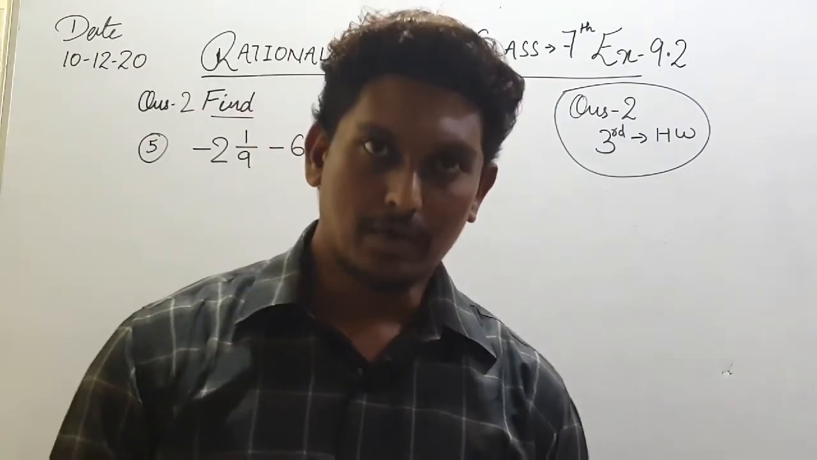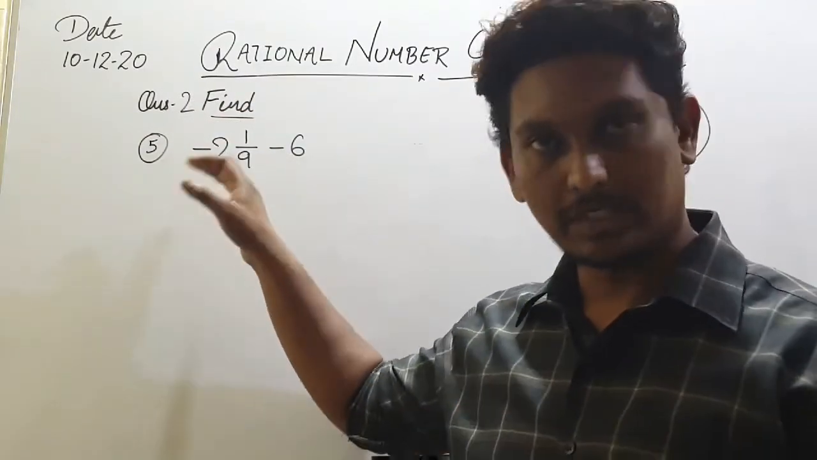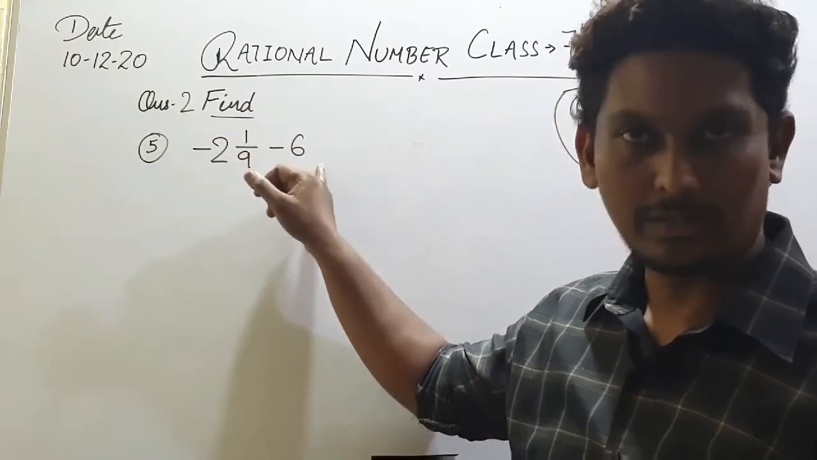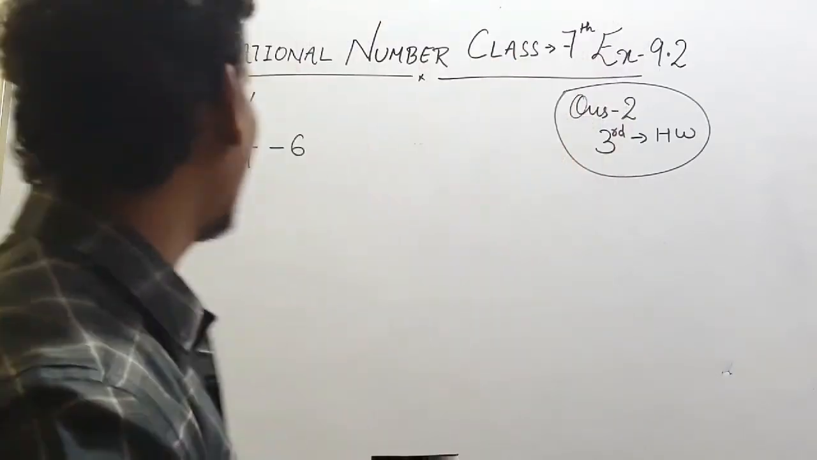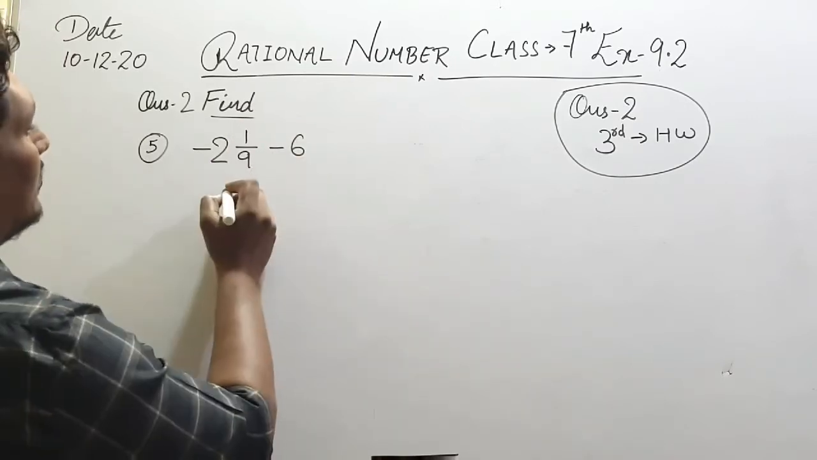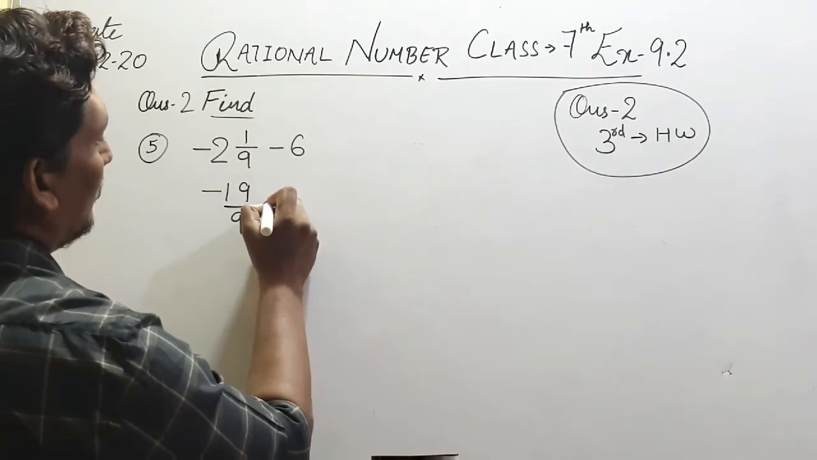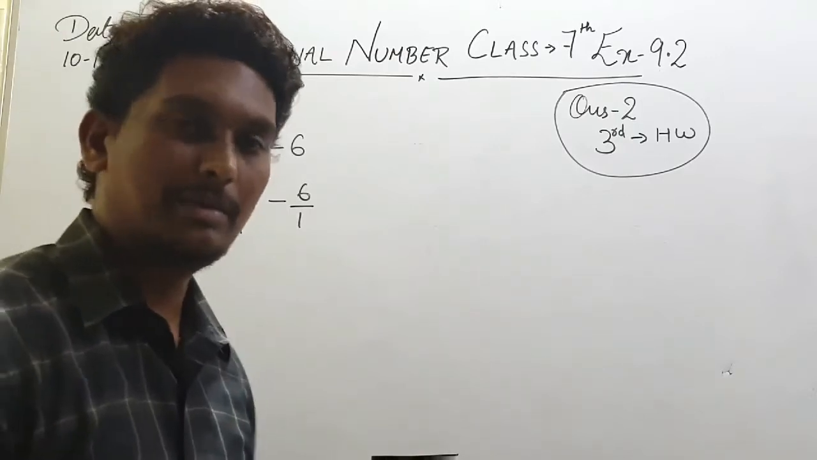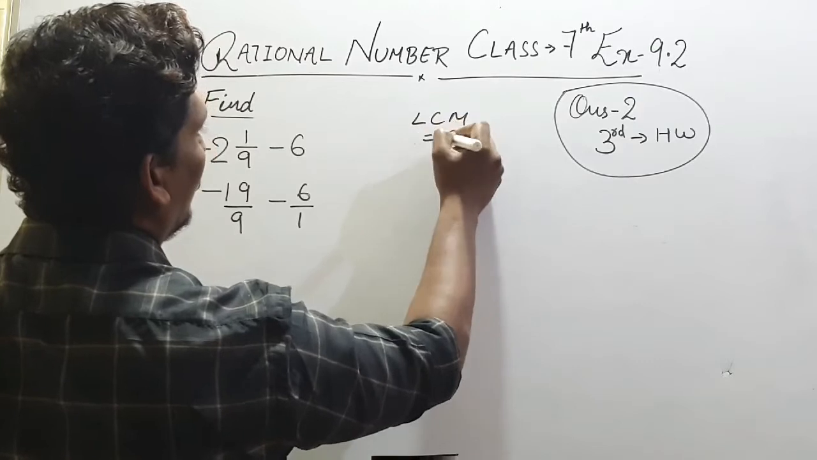Okay, now come to question number 5. If you see this question, minus 2 1 by 9. This number is given in the mixed fraction, and this is minus 6. So first we are going to convert this number into an improper fraction. Okay, so 9 2s are 18, 18 plus 1 is 19. So minus 19 by 9 and minus 6. Just put 1 here. Okay, now we are going to find the LCM. LCM is very clear. So LCM is equal to 9.